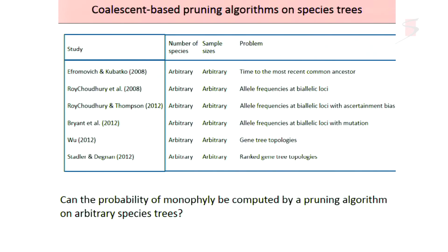Since the time that we started thinking about this, there have been several pruning algorithms developed for gene tree computations on species trees, including computations of the time to the most recent common ancestor, several computations about allele frequencies at biallelic loci under different circumstances, including one that I worked on with David, gene tree topology probabilities and ranked gene tree topology probabilities. So can we compute the probability of monophyly by a pruning algorithm?